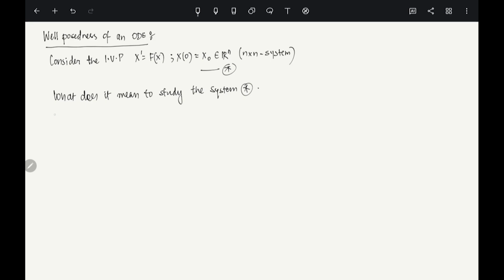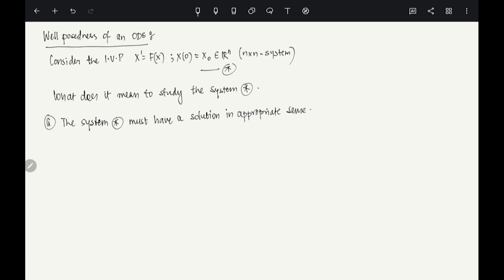The first question is called well-posedness. You want to know whether the system is well posed or not. What does it mean? What are the properties which the system should satisfy for it to be well posed? First of all, A, the system star must have a solution, of course in an appropriate sense. Solutions can be in many senses, right?